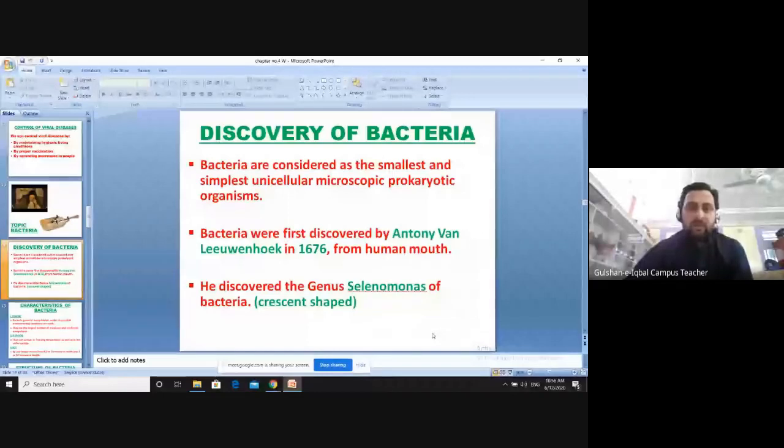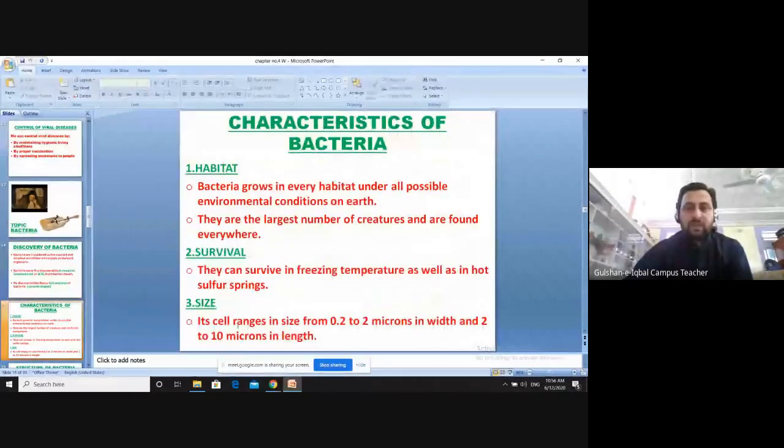Okay, then let's see the characteristics of bacteria. What are the characters of bacteria? Again, this is a very important question. Okay, the first one, let's see the habitat. Habitat is basically the place of living. So where does a bacteria live? Bacteria grow in every habitat under all possible environmental conditions on the earth.